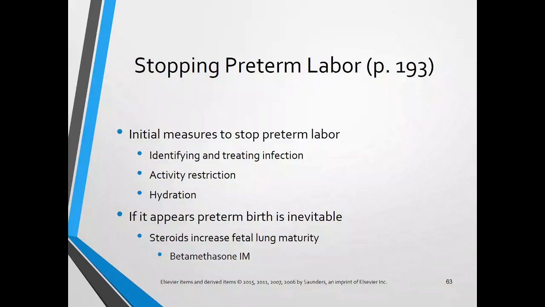So initial measures to stop preterm labor: identifying and treating the infection or the reason why they're in preterm labor, activity restriction, and then hydration. If it appears preterm labor is inevitable, you want to give those steroids that we talked about, one of them being the betamethasone IM.